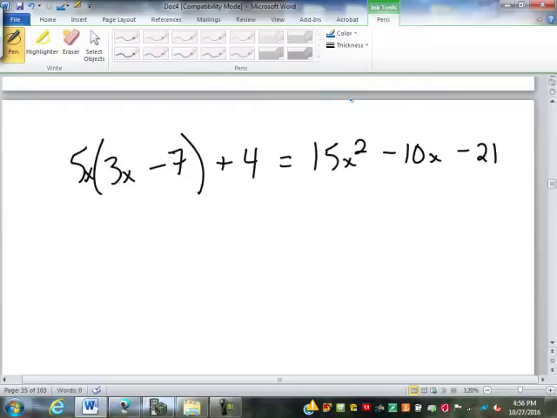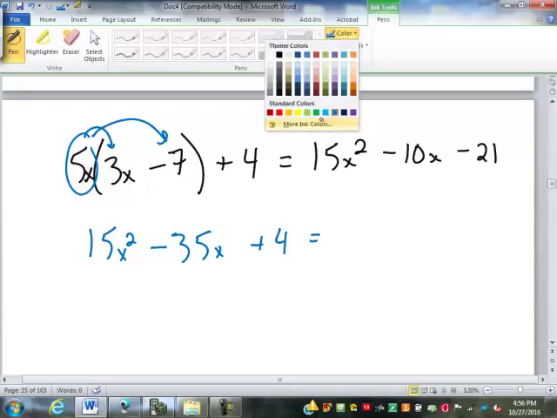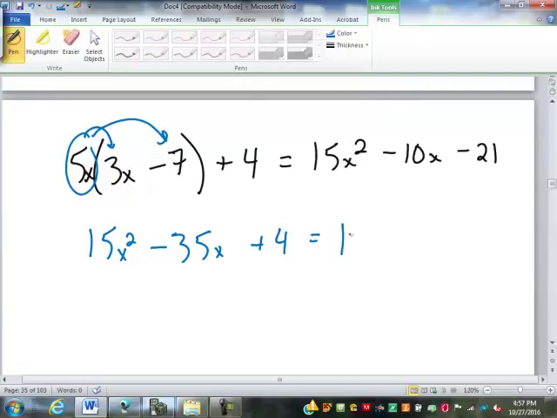How about something like this? What would we do? Well, we're going to start with the parentheses. But now this is 5x times the parentheses. 5x times 3x is 15x squared. 5x times negative 7, negative 35x. We still got the positive 4 there. Can I combine anything over here? No, I can't. So on the other side, can I do anything to simplify it? No.